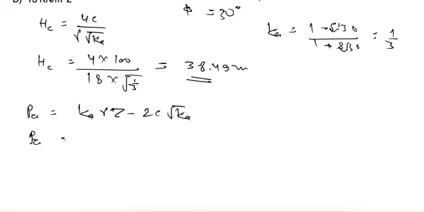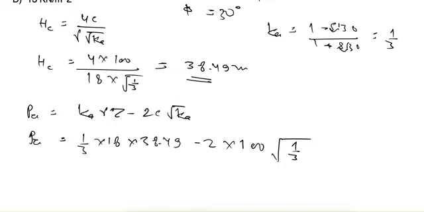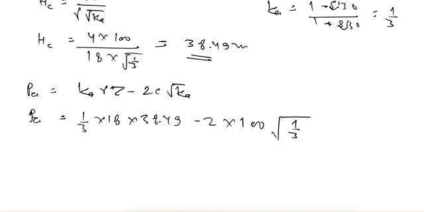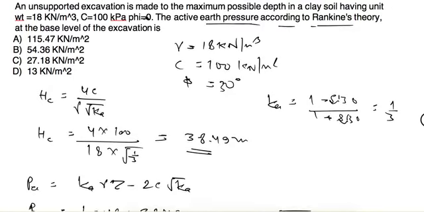So Pa is equal to, Ka is equal to 1 by 3, gamma is 18, Z is 38.49, minus 2 into 100 under root of 1 by 3. So from here it comes out to be 115.46 kilonewton per meter square. So this is the answer.